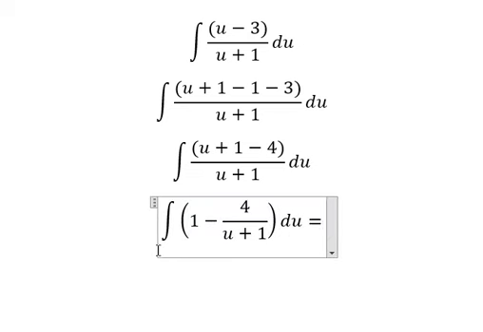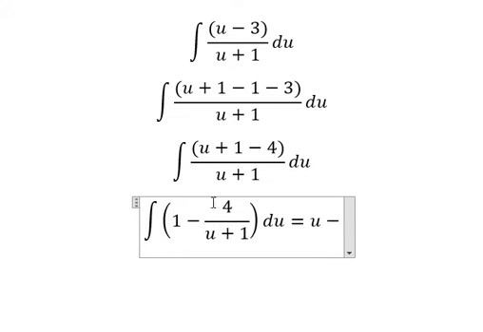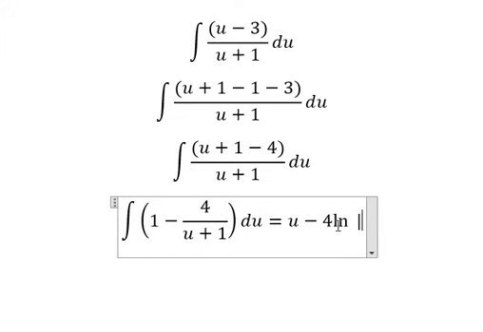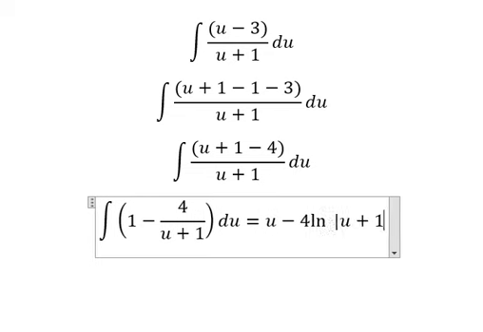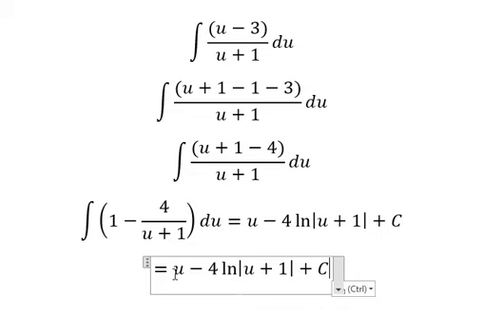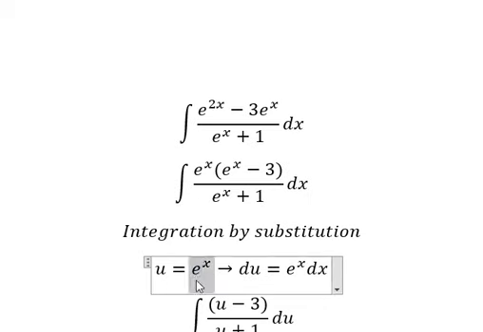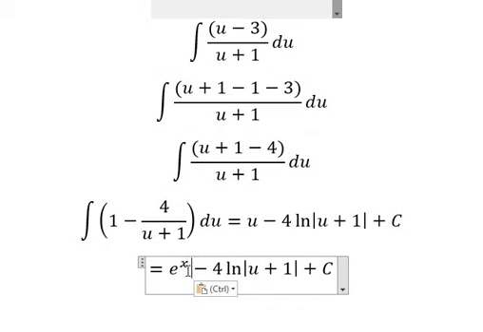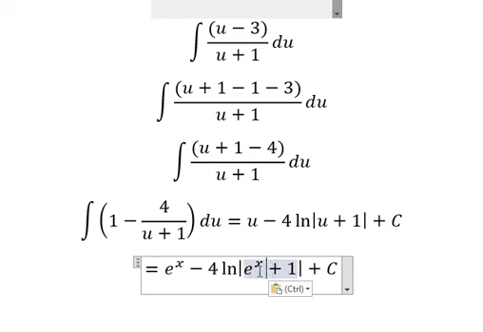And now we have the final answer. The integration of number 1, you get u. The integration of this one, we have 4 ln of the absolute value of u plus 1, and we put c. About u, that is about this one. And this is the final answer.